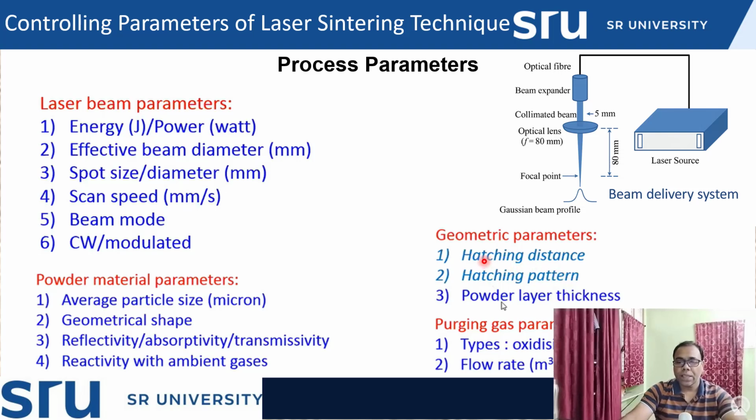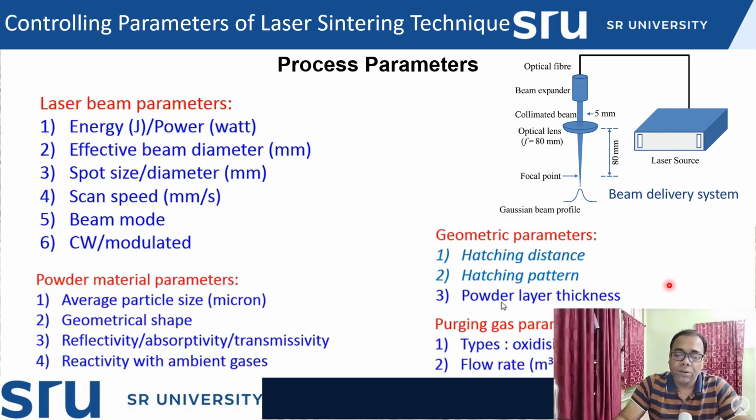Similarly the geometrical parameters: what is the hatching distance, the adjacent distance between two scanning paths, which we call the hatching distance. Similarly, the hatching pattern may be rectangle, linear profile, or zigzag path, or it may be another profile. I will be discussing those profiles in the next slide also. Similarly the hatching pattern, and what is the powder layer thickness.